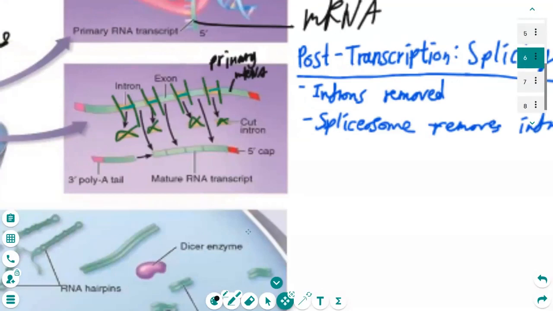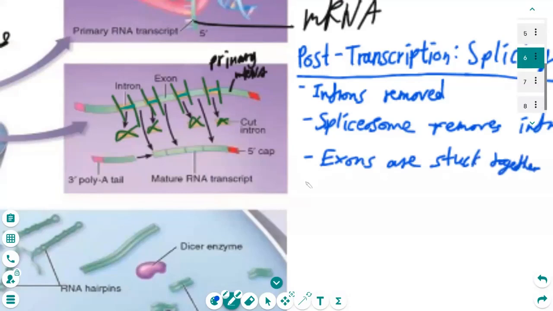So, yeah, that's basically it. So the remaining mRNA exons correspond to the DNA exons. So they have to remain in the order that they were transcribed. They are stuck together. So exons are stuck together, and this forms mature mRNA. So when the exons are stuck together, they form mature mRNA, and that can then leave the nucleus and head off to a ribosome.